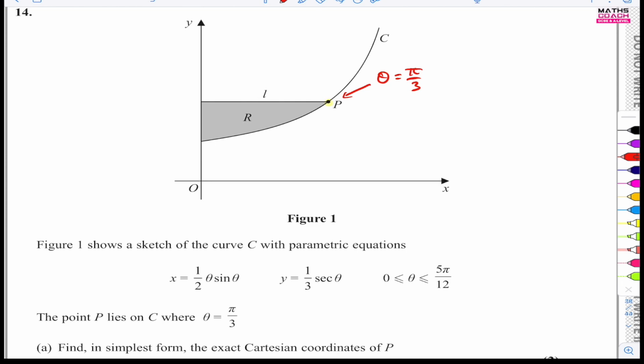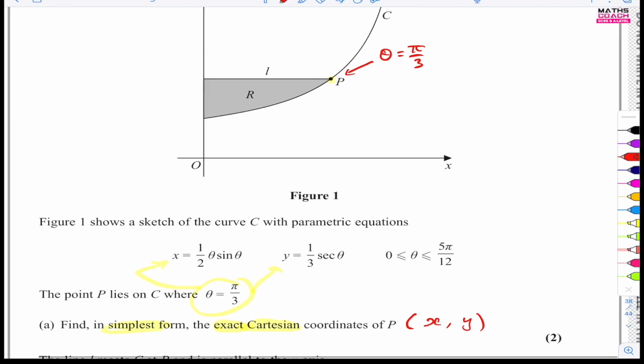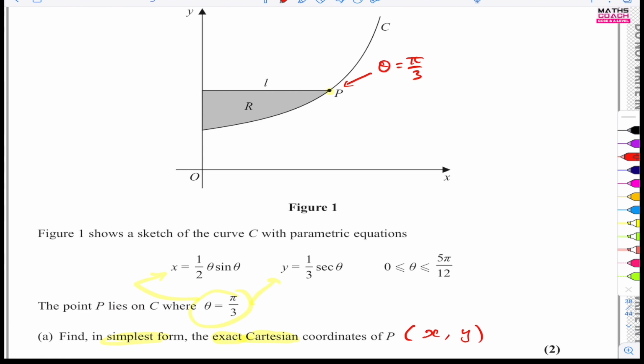Well, the coordinate of point P will be x comma y, and we just have to substitute in our theta value into the equations for x and y to work out the coordinates, and make sure that we give the answers in exact form. So if it's in thirds or in terms of pi, we have to leave it in terms of thirds and pi, just to make sure that it's simplified. Okay, so for part A.